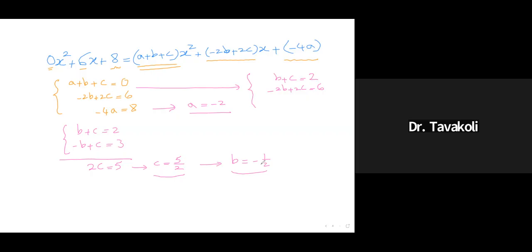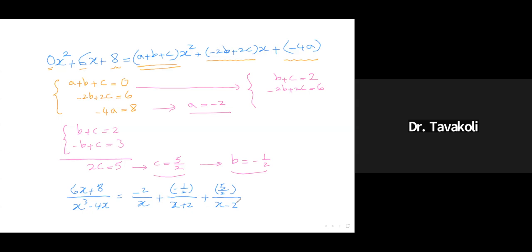So from step 1, let's see what we have already found. We have found that (6x + 8)/(x³ − 4x) is A/x. A we found was −2 over x, plus B over x + 2. B we found is −1/2 over x + 2, and plus C over x − 2. C we calculated as 5/2 over x − 2.